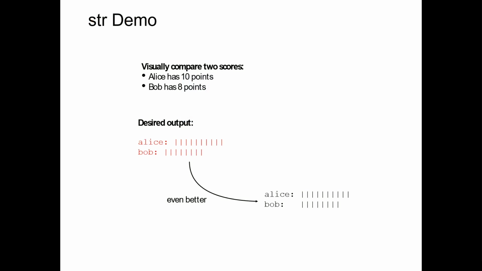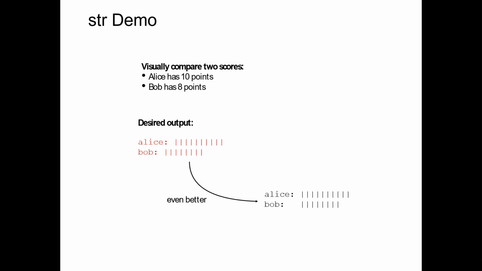All right, I want to do this example too. I really like this one. So we've got two people playing a game, Alice and Bob. Alice has 10 points, Bob has 8 points. What we want to do is make a bar graph with these vertical bars. So we said 1, 2, 3, 4, 5, 6, 7, 8, 9, 10 for Alice, and 8 for Bob. So we're going to start with this version, and then we'll eventually make it look like that version.